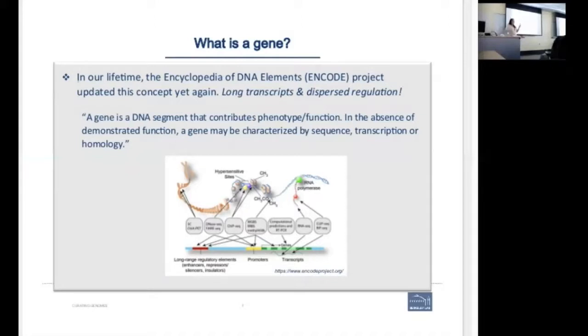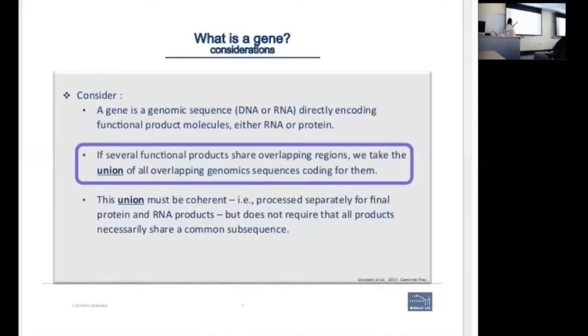We don't all have the ability to go in the lab and conduct experimental efforts to figure out what the function is, but we're going to make assessments based on sequence similarity. So consider these three things. A genomic sequence directly encoding a functional product. This is very important. If several products share overlapping regions, it will take a union of those overlapping genomic sequences, and the union must be coherent, that is processed separately for final protein and RNA products. But it doesn't require that all the products necessarily share a common subsequence.